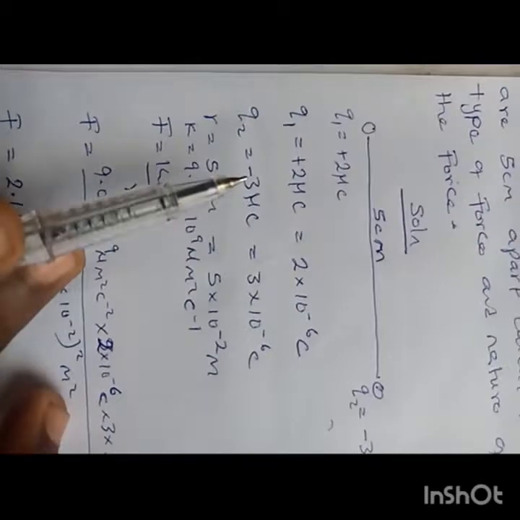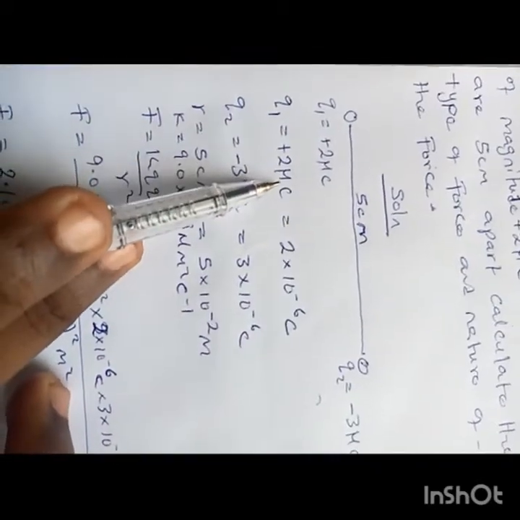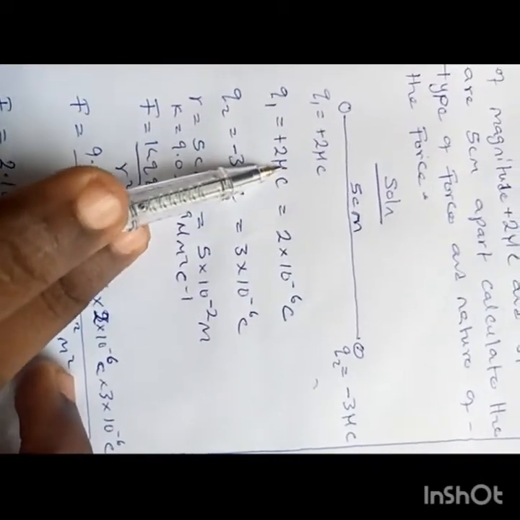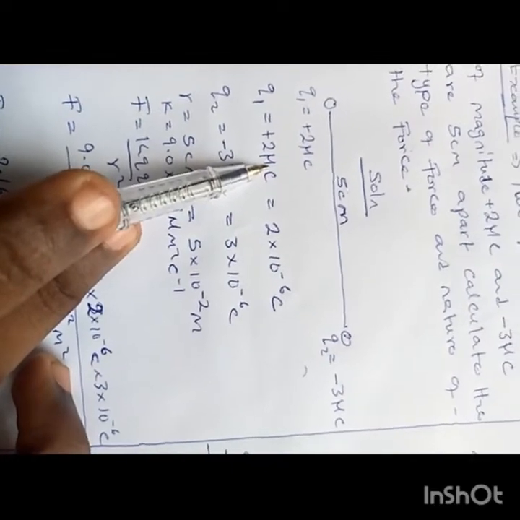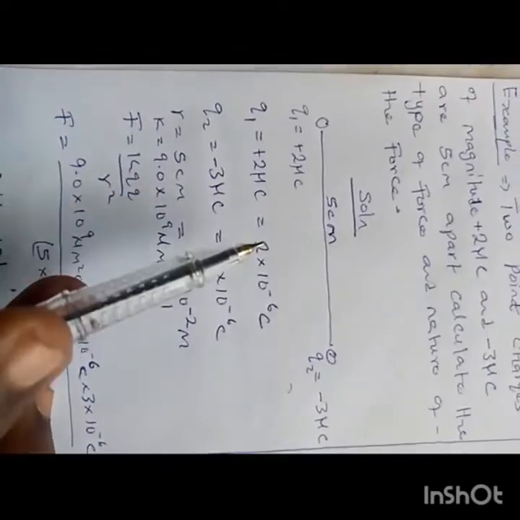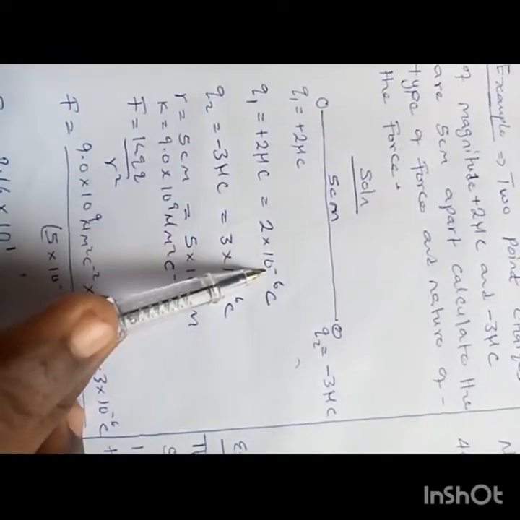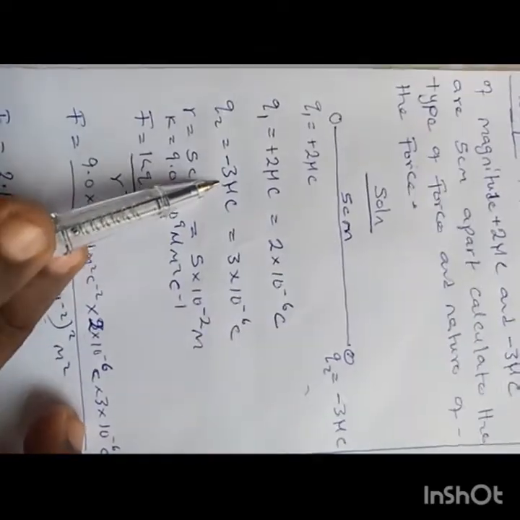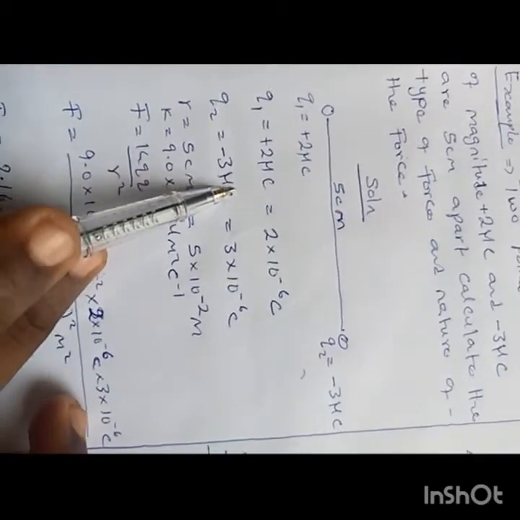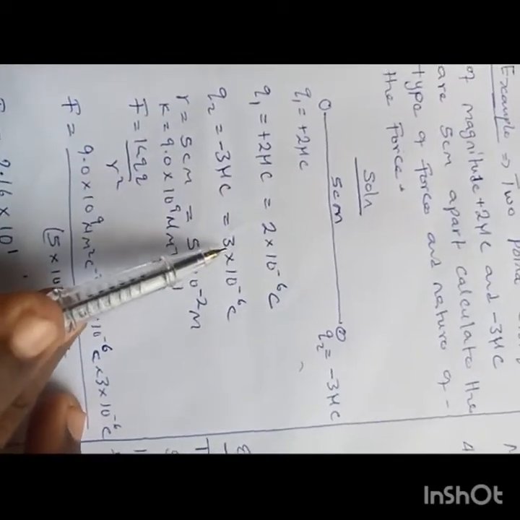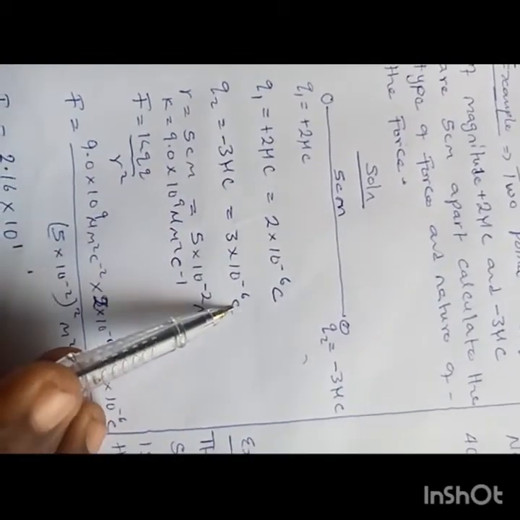Now, Q1 is 2 microcoulomb. Micro here stands for 10 raised to power minus 6. That is the symbol for 10 raised to power minus 6. So if we change it from microcoulomb to coulomb, it will be 2 times 10 raised to power minus 6 coulomb. Now here 3 microcoulomb. Micro is 10 raised to power minus 6. So it will be 3 times 10 raised to power minus 6 coulomb.